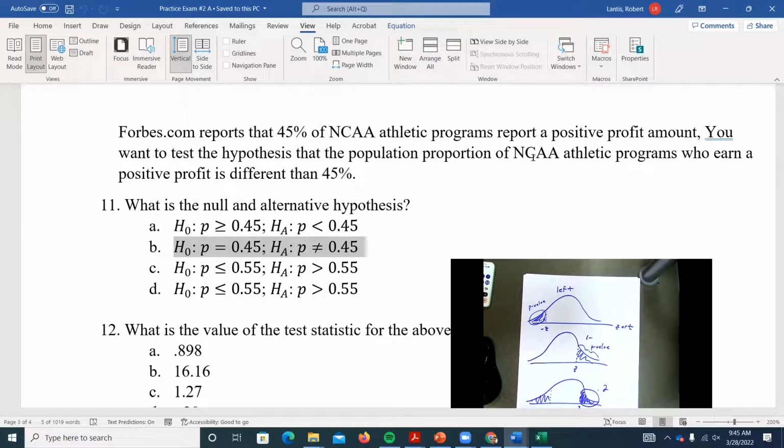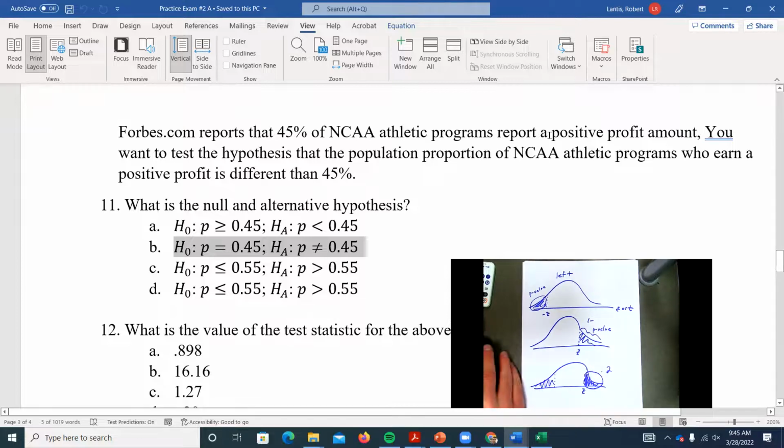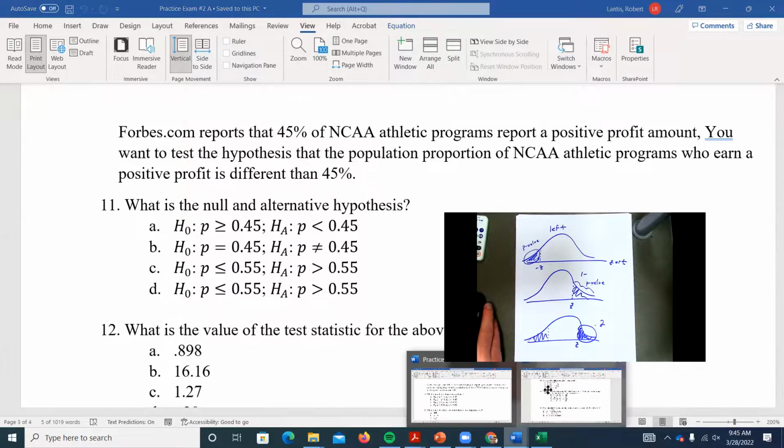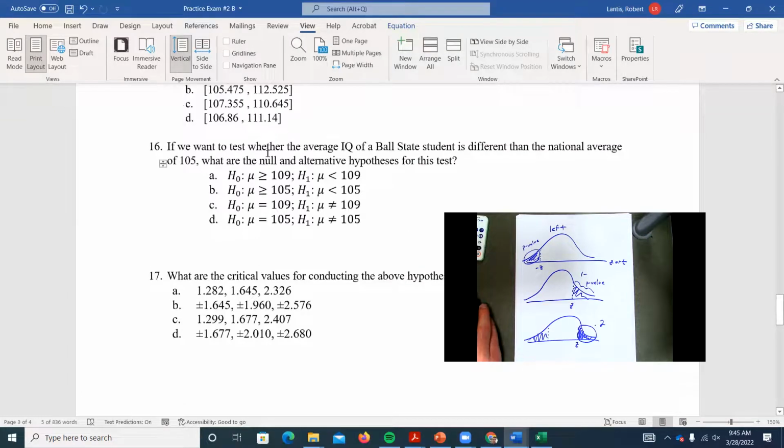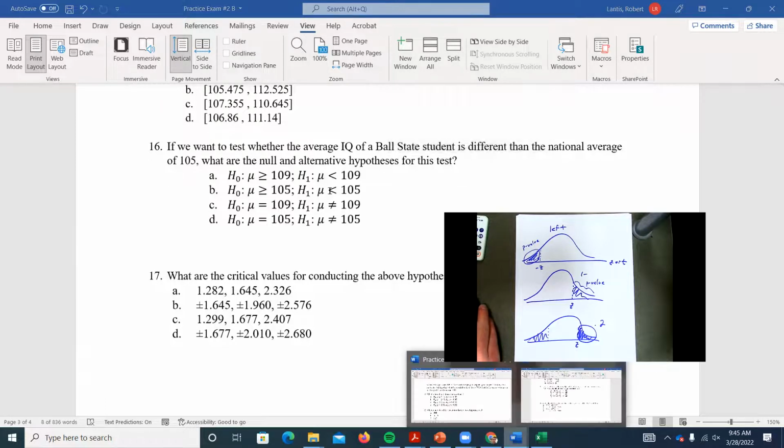So the problem we did first had the 109. What did it say for that one? If we go up here, where was it? I want to test for whether or not the average IQ is different than the national average. Anytime you see this different than, it's a two-tailed test. And then there should be one more example over here.